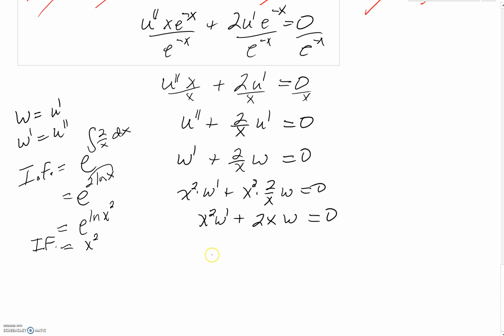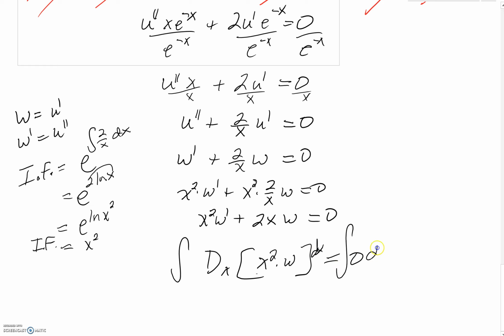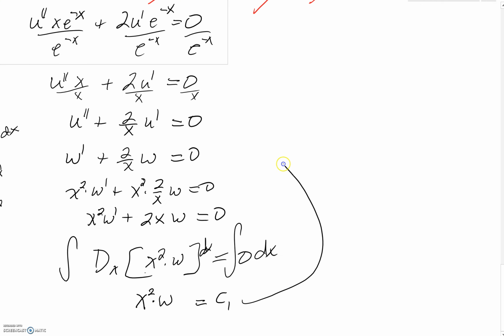And guys, here's the great thing. This is really a product rule of x squared times w, isn't it? And right now we can go ahead and integrate. And this just becomes x squared w. This just becomes some constant. And we can continue doing some work right up here. W would be some constant all over x squared.